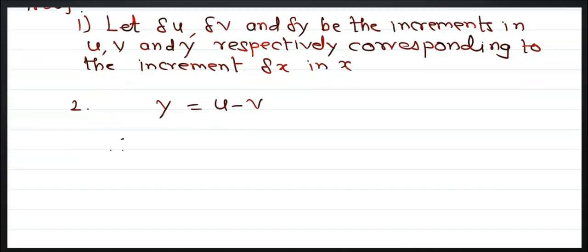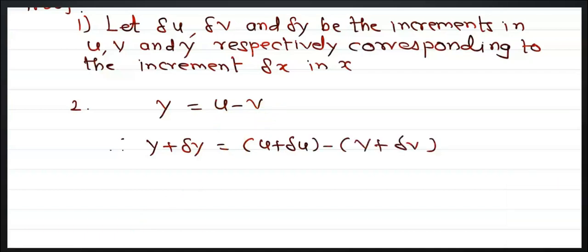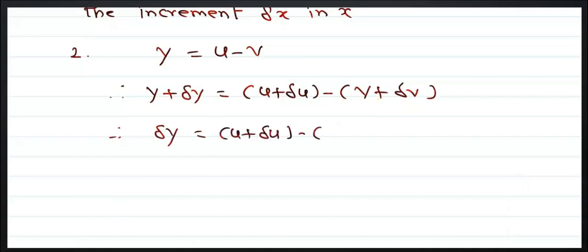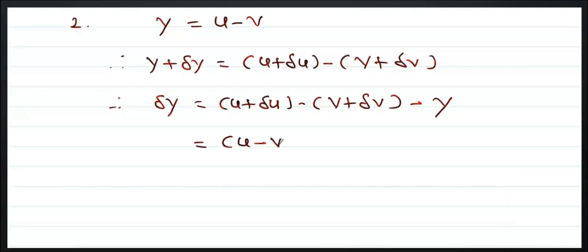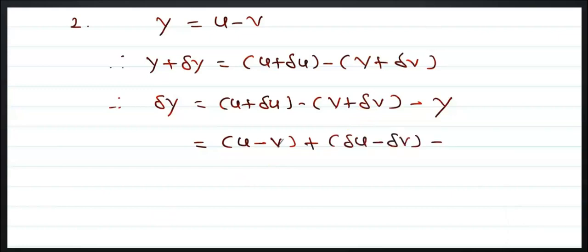y is equals to u minus v. And there is a small change in y. At the same time, respective changes in u and v are also there. That is y plus delta y is equals to u plus delta u minus v plus delta v. Therefore, delta y is equals to u plus delta u minus v plus delta v minus y. Now, separate the terms u minus v. मी या प्रकारे लिहिले u minus v plus delta u minus delta v. या प्रकारे आपल्याला लिहिता येईल.